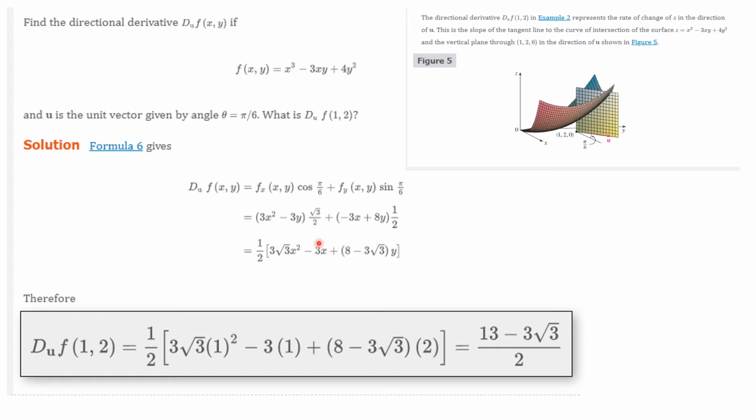So then I simplify this, I factor out the 1/2, and I have this as my expression in x and y. But then what I can do is substitute the point (1, 2) in and do the calculation, and I find that the directional derivative in the direction of u, that unit vector that I was talking about, evaluated at (1, 2) is, and you plug it in, and this is the exact answer.